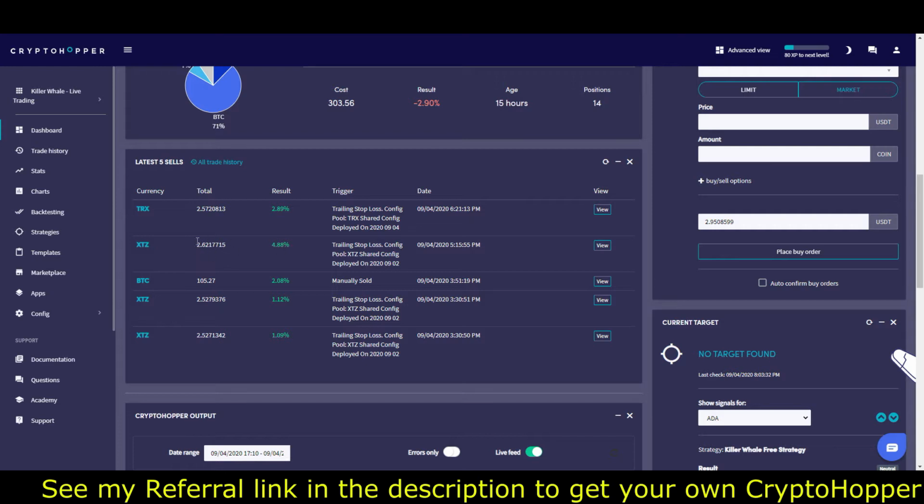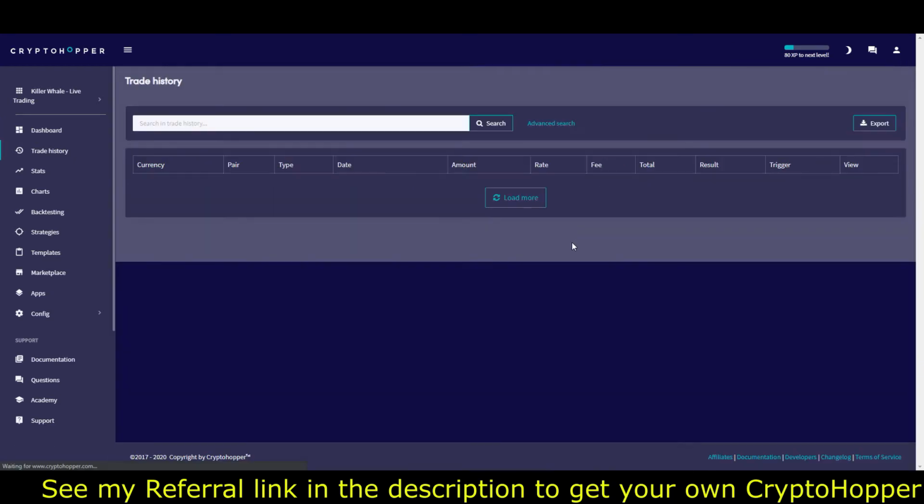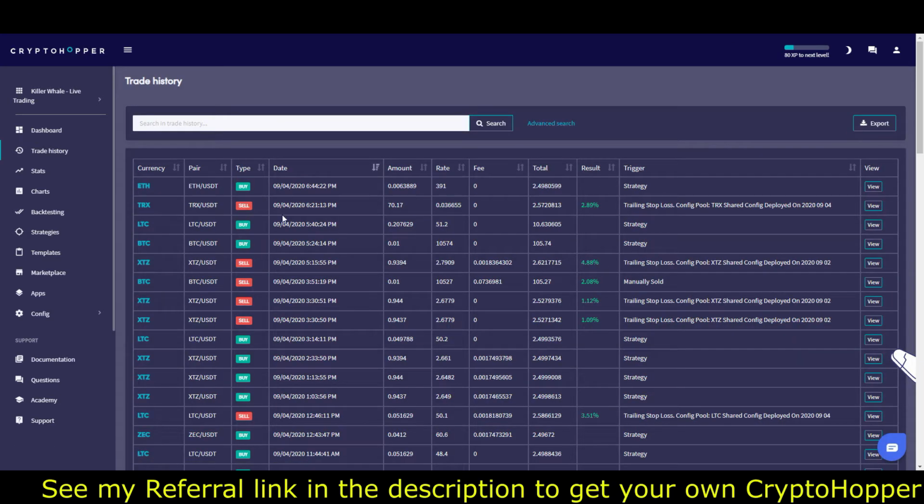That's the dollar, the USDT amount. This one Bitcoin was 2%. That's when it briefly came up earlier, just for a little bit. I made that 2%. XTZ, 1.12. You can click on all trade history. You can see where it bought. It bought some ETH right there at 6:44 p.m. Just 0.006. Wasn't much. $2.49 an ETH.